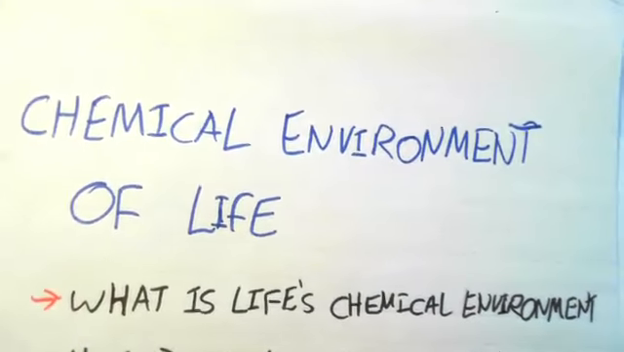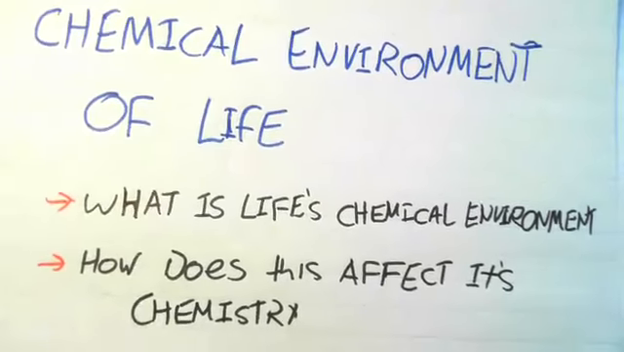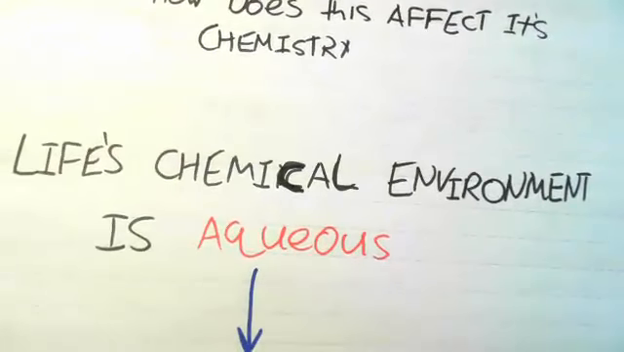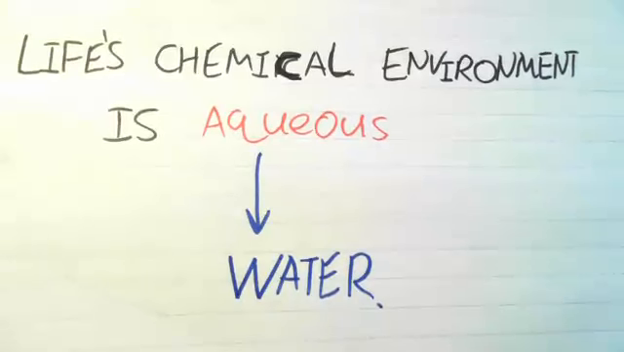So our first objective is to identify what is life's chemical environment, and our second one is how does it affect its chemistry. The first dot point is pretty easy. Life's chemical environment is aqueous, so pretty much that just means it's concerned with water. Everything's surrounded by or dissolved in or interacting with water. Water is the main feature of biological chemistry. Water is pretty much everywhere.